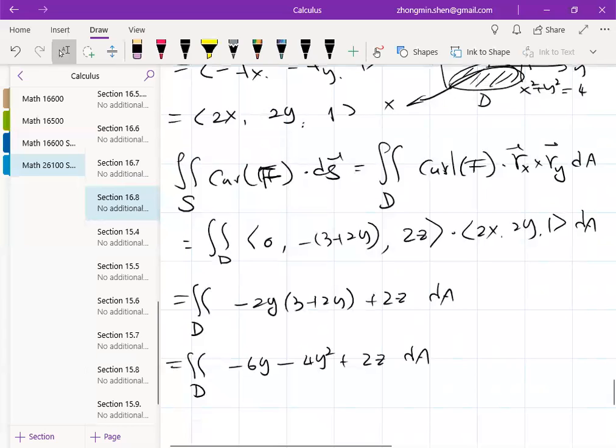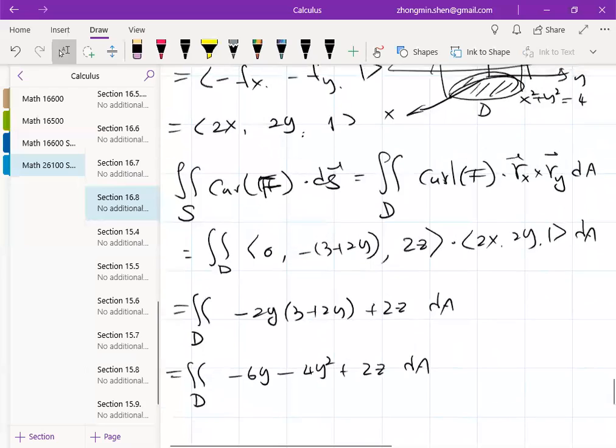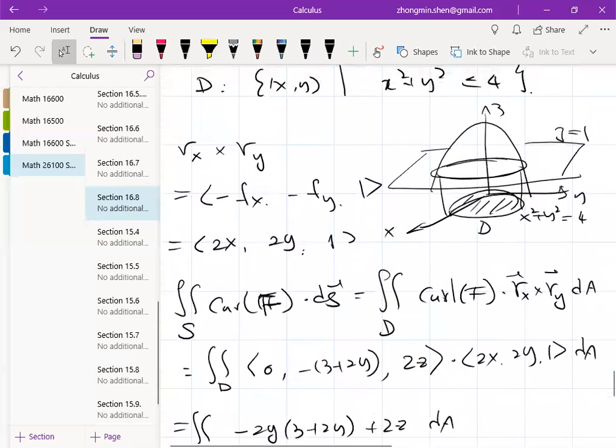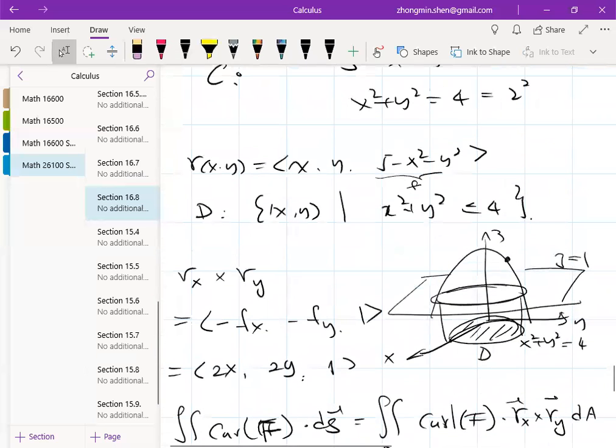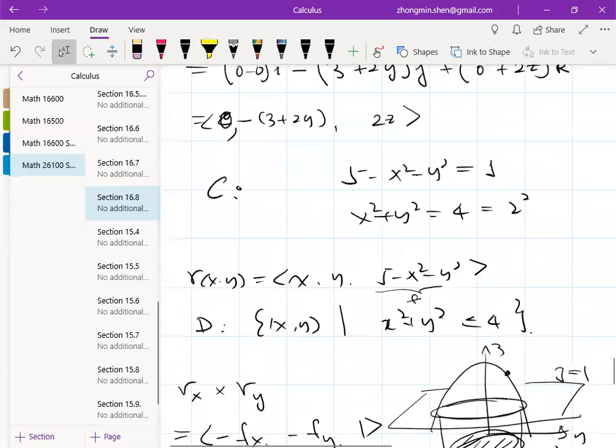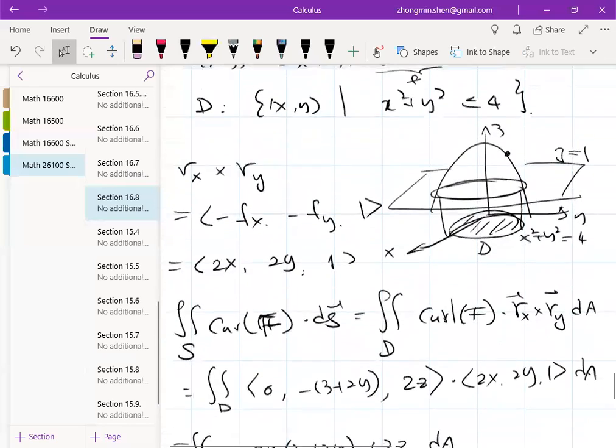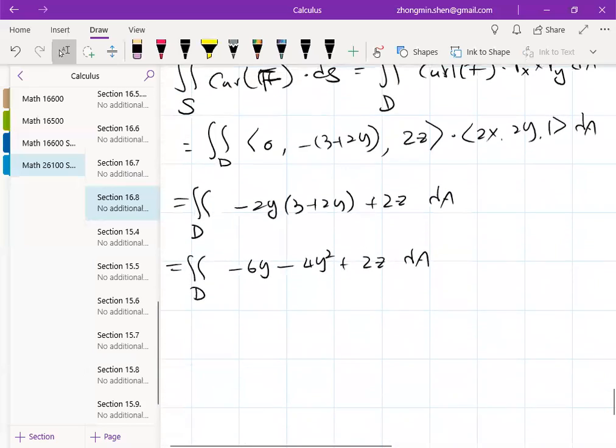This is a double integral, right? Where's my z here? I think I have to replace z by f, because z equals f. On the surface, the curl of the vector field at every point is given by the above formula. But z is actually on the surface, so z is going to be 5 minus x squared minus y squared. That's why I have to put it here.